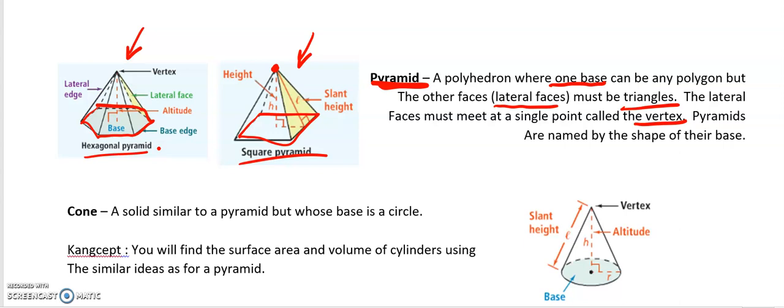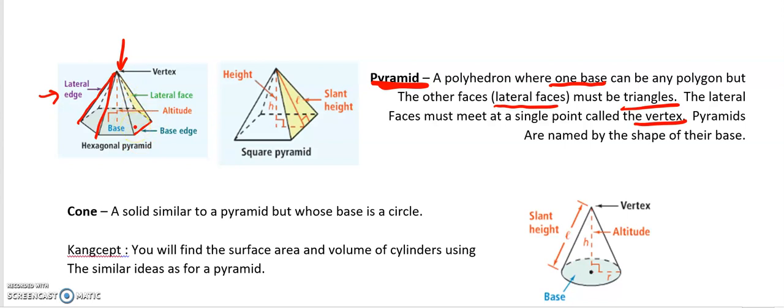Now, if you look, these are all the parts of the pyramid that we need to know. You've got this point up here, which we said is called the vertex. Where the triangle meets the base is called the base edge. The lines that connect all the triangles are called the lateral edges. Again, the triangles are your lateral faces.